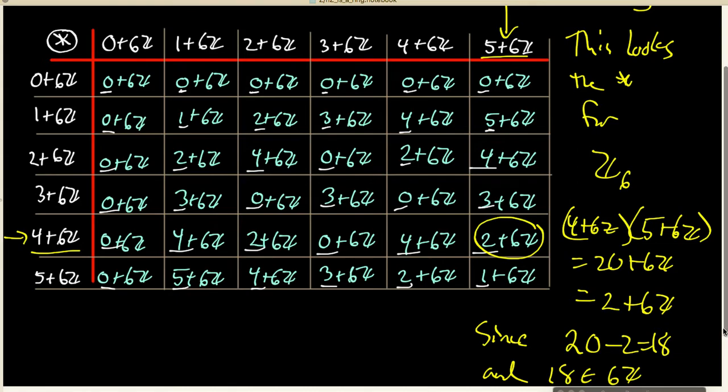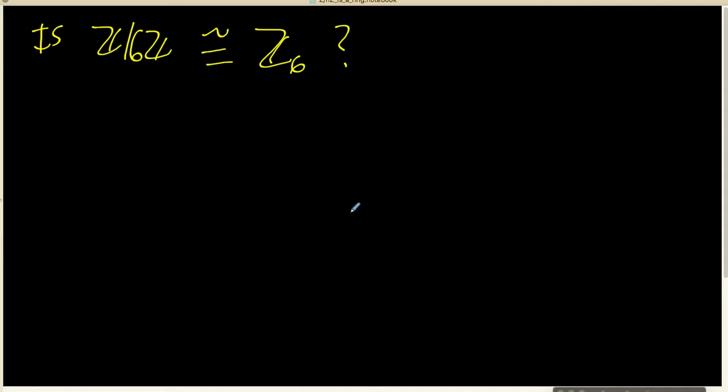Now, we already know that if two rings have virtually identical addition tables and multiplication tables, if the tables are identical except for the names that we're giving the elements, the two rings are isomorphic. So this raises the question, is Z mod 6Z isomorphic to Z6? Now, what I basically have to do is think about trying to come up with an isomorphism. And there's an obvious kind of candidate.